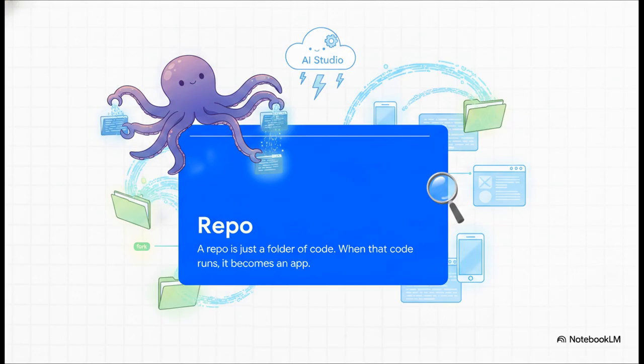You're going to hear the word repo, which is short for repository, thrown around a ton. But what is it really? Honestly, a repo is literally just a folder full of code. That's it. When a computer runs the files in that folder, boom, it becomes an app or a website. To get started, you just find a folder you like on GitHub, hit a button called fork to basically make a copy for yourself, and AI Studio connects to it instantly.